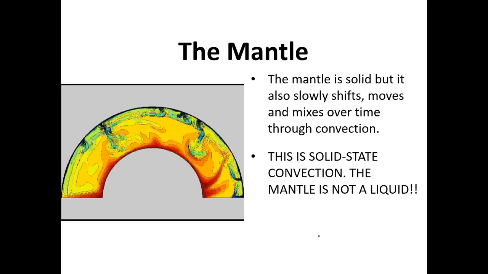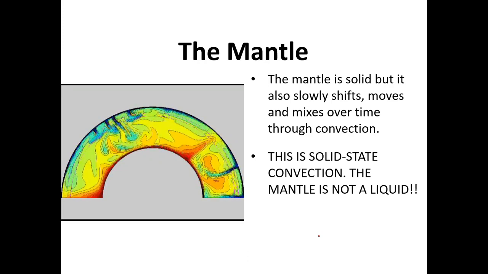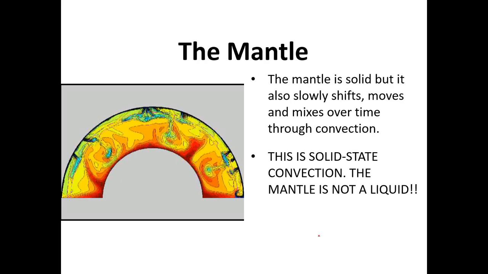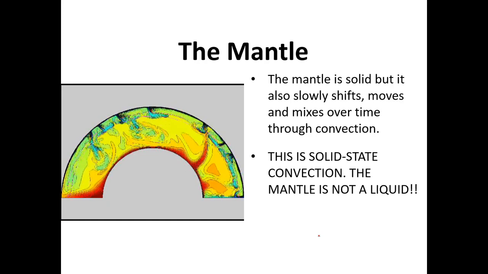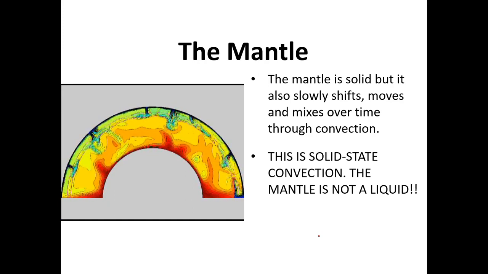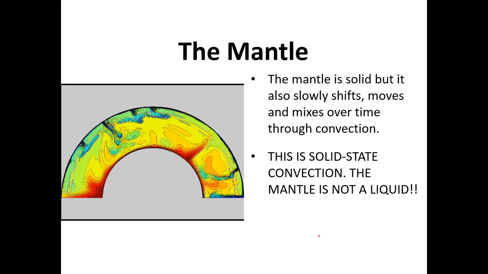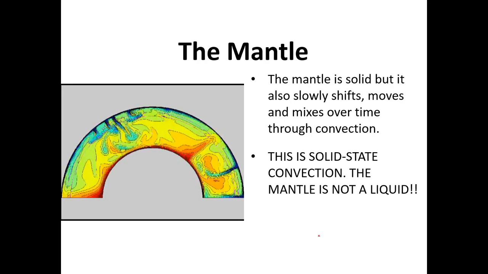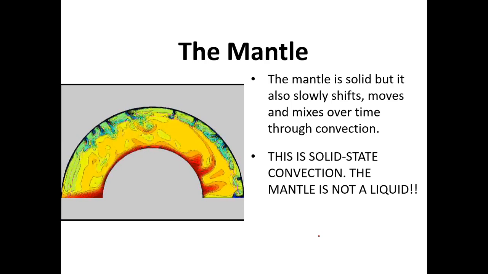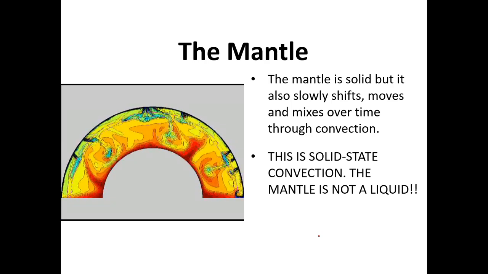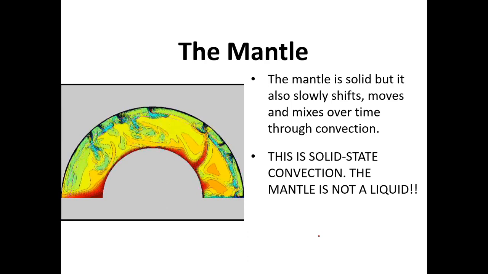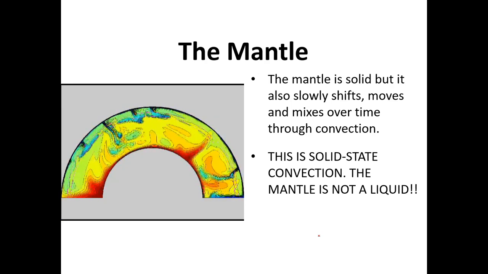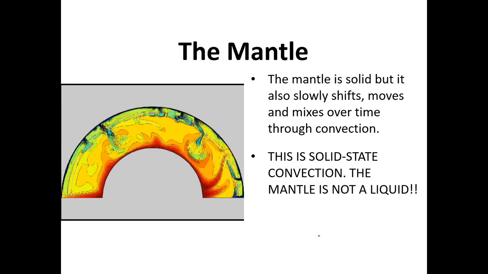So this little simulation movie that you're watching here, even though it's only 10 seconds long, represents maybe like 100 million years of history. Okay, or maybe 70 million years of history. So this process takes a long time. But I want you to realize the mantle is convecting, but it's not a liquid. Okay. The mantle is convecting, but it's not a liquid. So things can convect in a solid form.